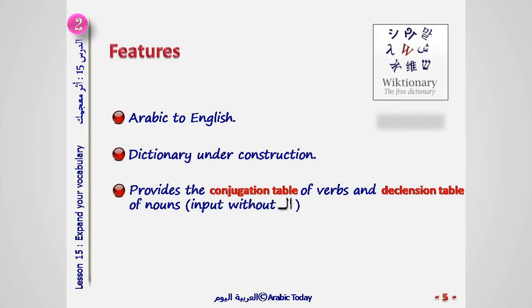The section of the dictionary devoted to Standard Arabic is in a large part a digital version of reliable printed dictionaries built up by Western Arabists. The dictionary is still under construction, and certain words are not listed yet. It provides, among other content, the conjugation table of verbs and the declension table of nouns, preferably input without vowels.